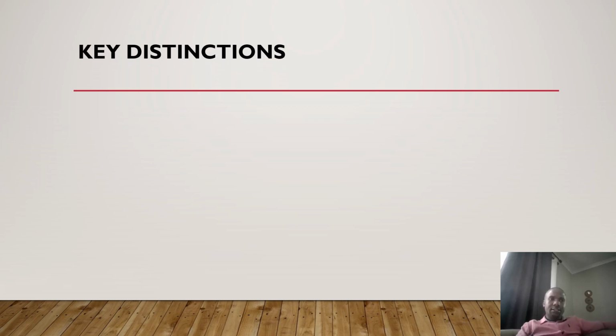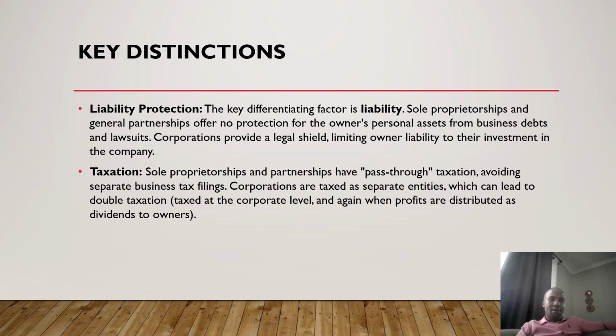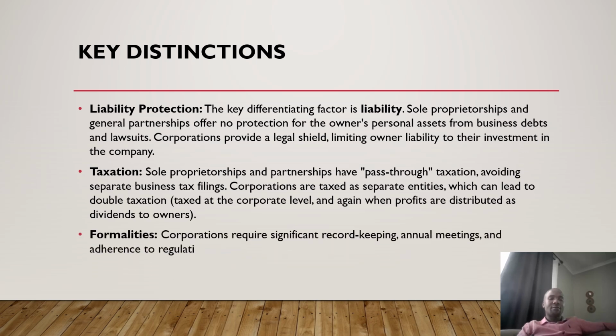Now, the key distinctions are liability protection, taxation, and formalities. We have already explained this, where I said that regarding liability protection, the key differentiating factor is liability. The sole proprietorship and the general partnership offer no protection for the owner's personal assets from business debts and lawsuits. Corporations provide the legal shield, limiting owner liability to their investment in the company.